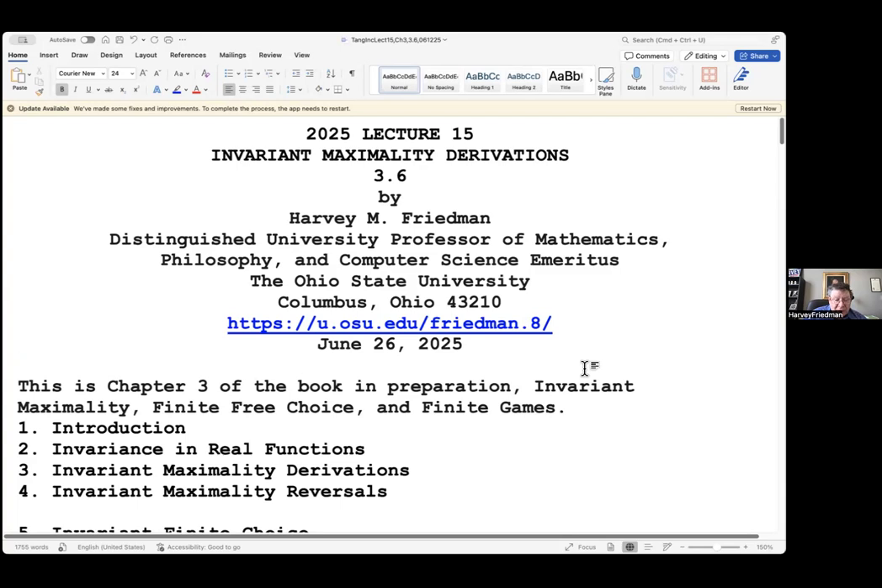To orient ourselves, this is chapter 3 of the book in preparation. We started this after we finished chapter 4, and chapter 4 was on the reversal. But here we have to prove the statements from large cardinals.